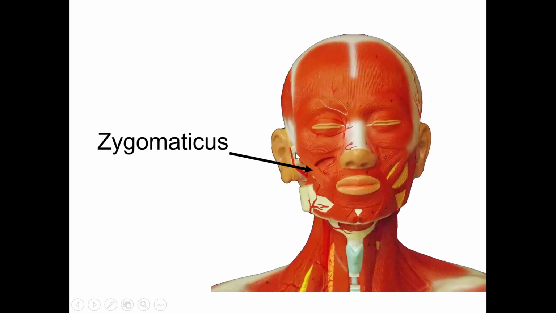The zygomaticus is a long muscle that runs diagonally from the zygomatic bone to the lateral corner of the mouth. When this muscle contracts, it's going to elevate the corner of the mouth. This is used in smiling.